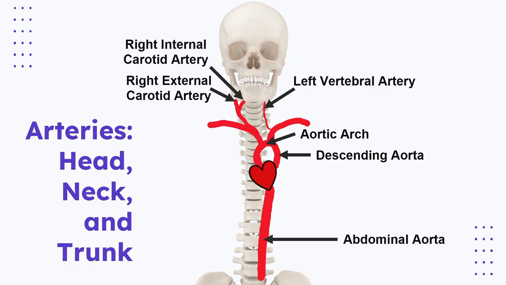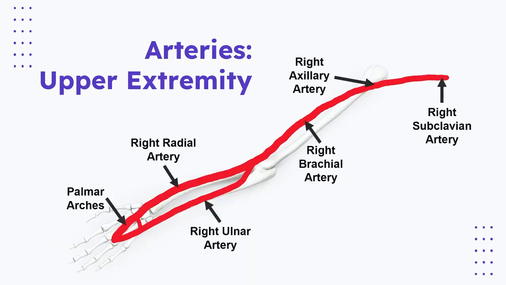Major arteries of the upper extremity include the subclavian artery, which continues as the axillary artery, which becomes the brachial artery, which is often used to assess blood pressure. The brachial artery splits to become the radial and ulnar arteries, which end in the palmar arches of the hand.